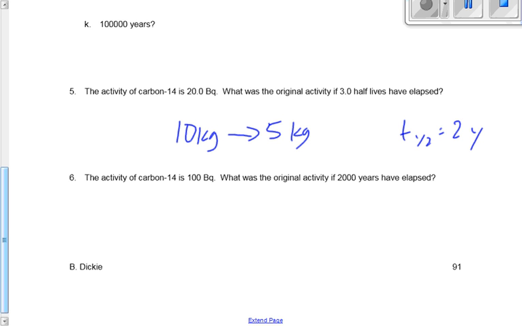Now, in order to analyze this mathematically, we look at two equations. The first one is an equation that you could have figured out on your own, and that's good because it's not on your data sheet. We say the number of half-lives is equal to the total time divided by the half-life.